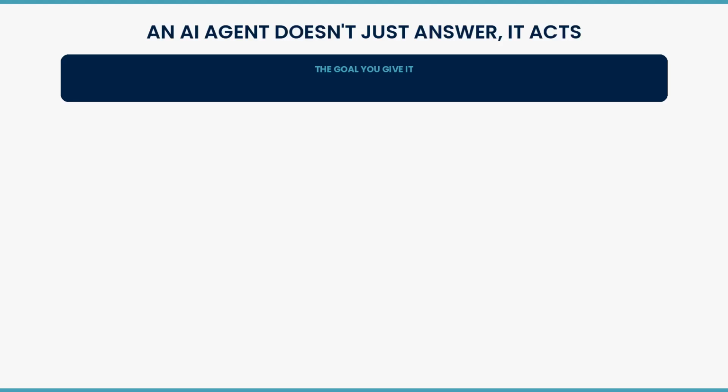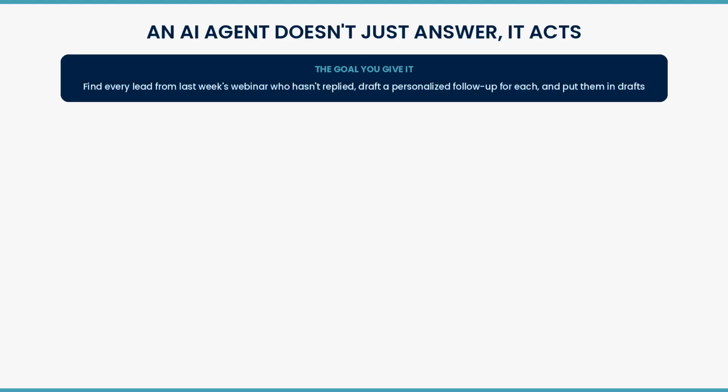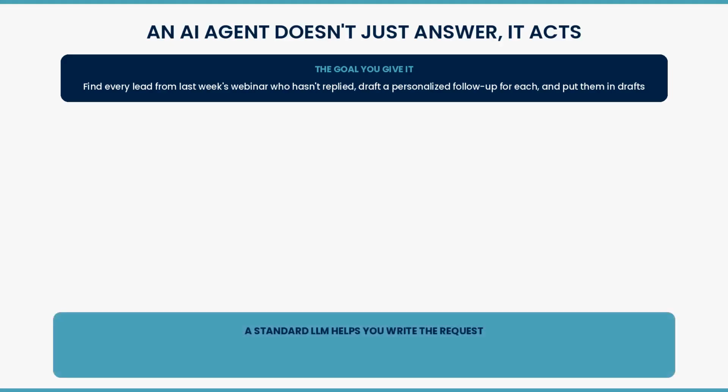In practice, you tell an agent, find every lead from last week's webinar who hasn't replied, draft a personalized follow-up for each, and put them in a draft folder for review. A standard LLM helps you write that request. An agent goes and does it. It connects to the CRM, pulls the list, writes the emails, routes them to drafts.